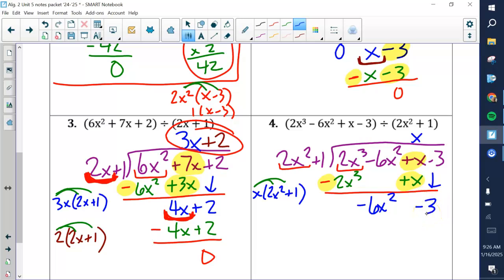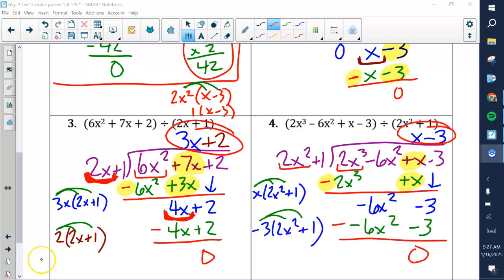All right, I'm going to hit pause again. You should hit pause and finish it from there. Fix it from there if you made a mistake. All right, it does divide out perfectly, so x minus 3 is a factor because our remainder is 0, and my answer is 2x squared plus 1.